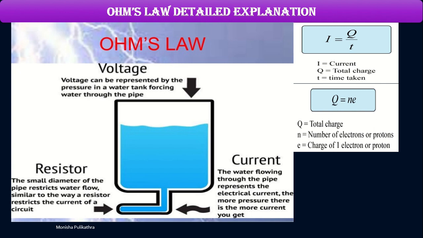Next one is the current. The water flowing through the pipe represents the electric current. The more pressure, the more current. If there is more resistance, there is less flow of current. This can be explained by using this water analogy.